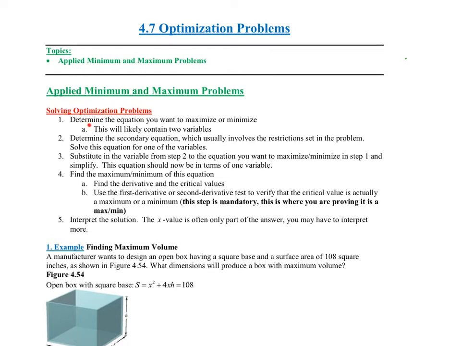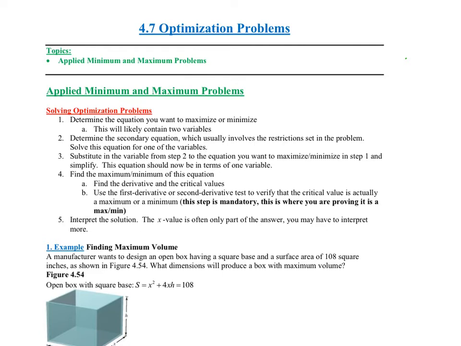The first thing you want to do is determine the equation you want to maximize or minimize. And this will likely contain 2 variables. For instance, you might have the area of a rectangle. So the area is length times width. So you're likely going to have length times width, 2 separate variables here. It says determine the second equation, which usually involves restrictions set in the problem. Solve this equation for one of the variables.